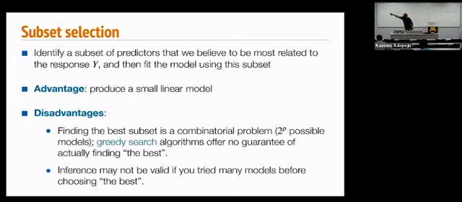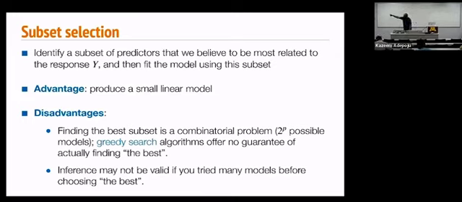Look at that. Do you see 2 raised to the power p possible models? The only issue with this is when the number of predictors is large. Imagine if the number of predictors I have is 1,000. That would be 2 raised to the power 1,000, a lot of models. Does that make sense? We're going to consider a lot of models, then from there, we're going to choose the best.